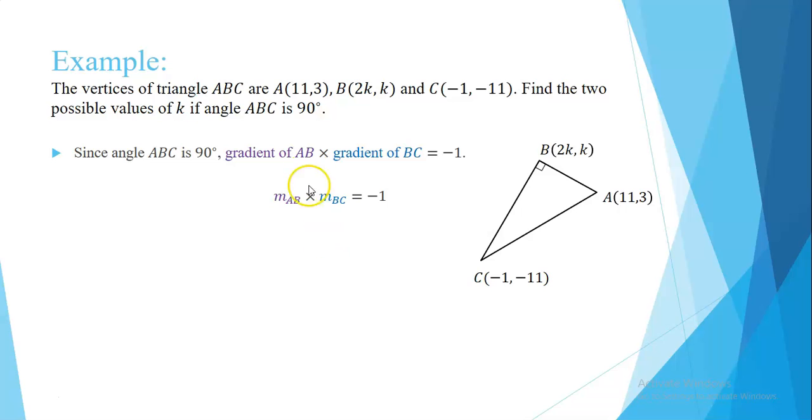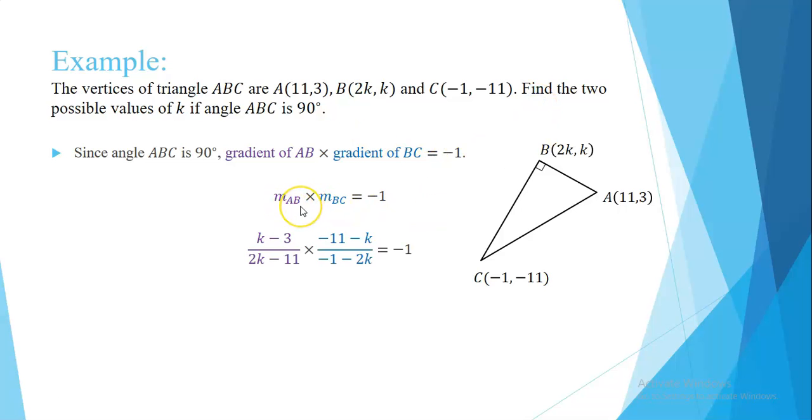So in this case we're going to use this formula: the gradient of AB times the gradient of BC must give us -1. So now we just get the gradient of AB in terms of k, the gradient of BC in terms of k, and we make the product equal to -1 and solve for k.